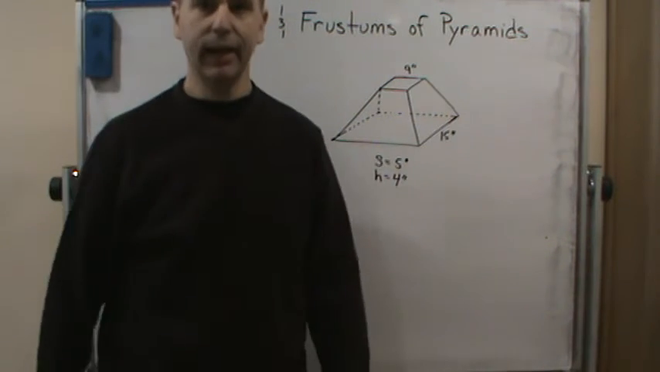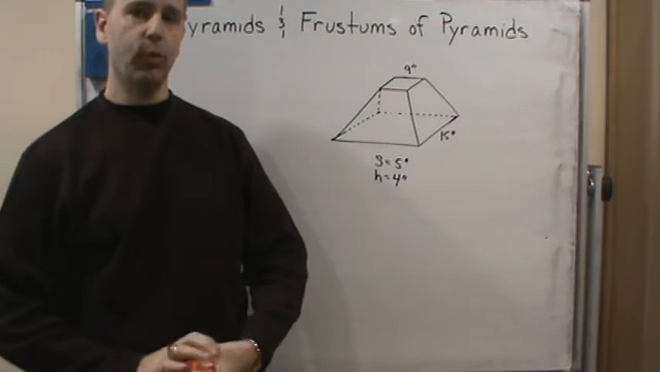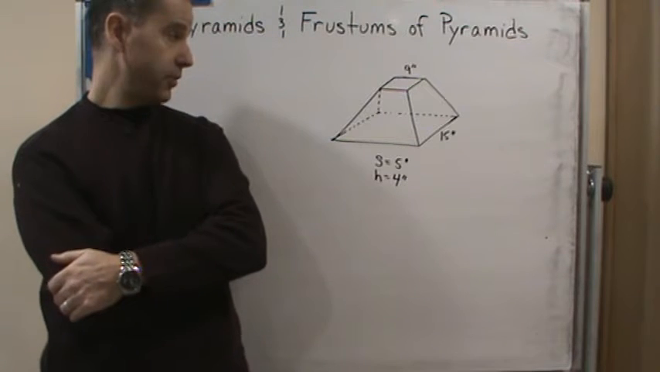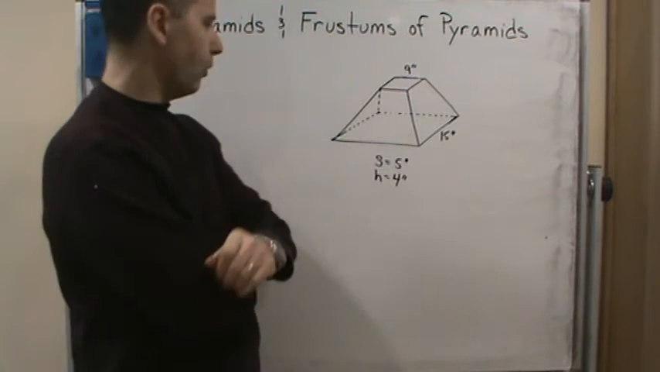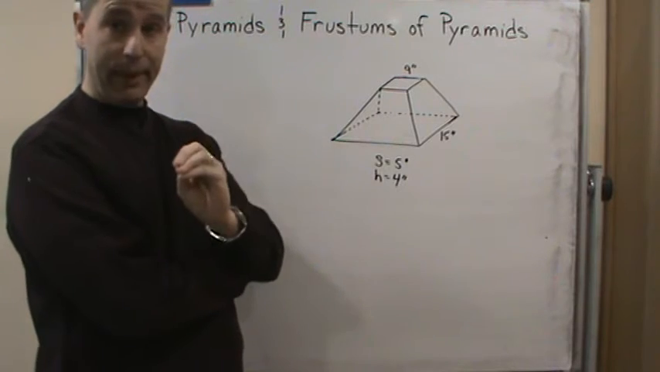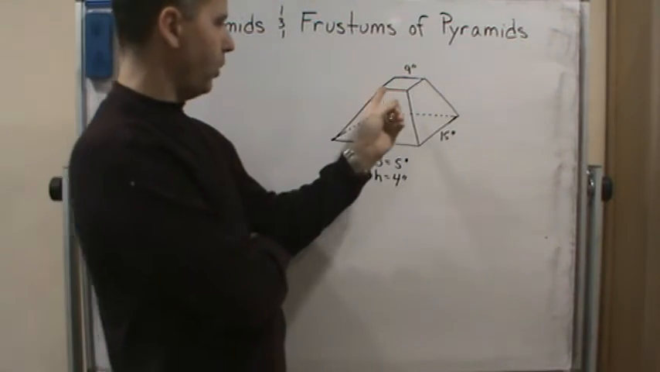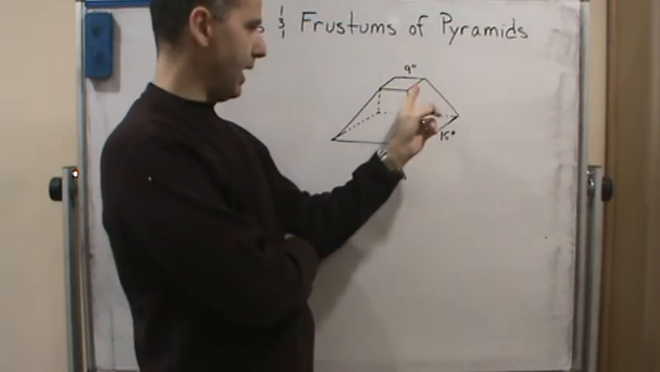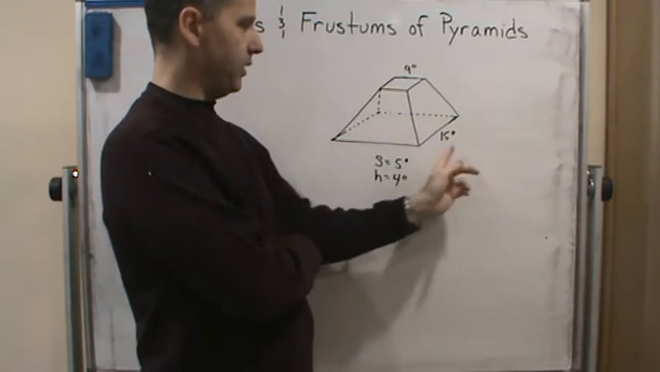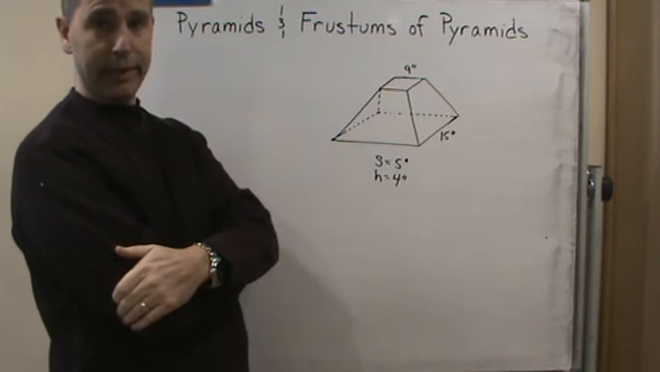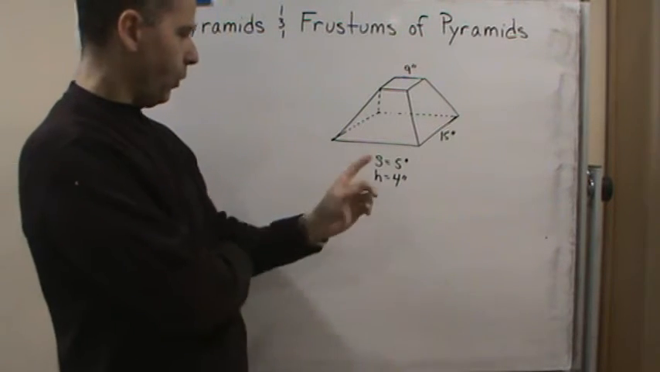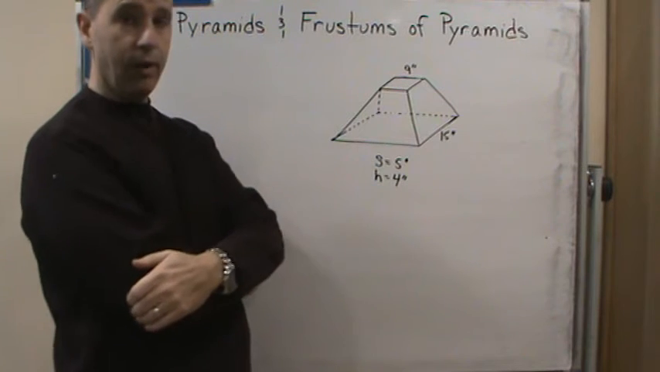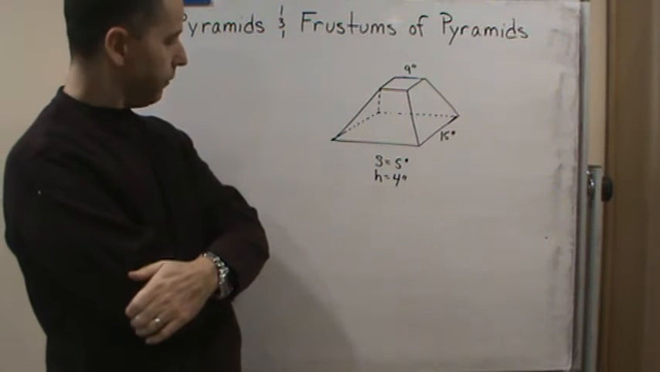Okay, so welcome back. Now in this example that we're going to do, we want to find the lateral surface area for this frustum. One thing that we're told is it has square bases. So we know the top base and the bottom base are squares, so each side is 9 inches on the top and each edge of the base of the bottom is 15 inches. We're also told that the slant height is 5 inches and the height of the frustum is 4 inches.